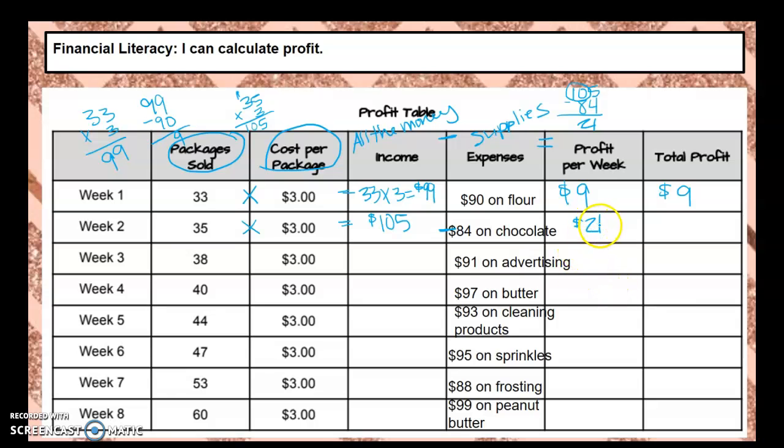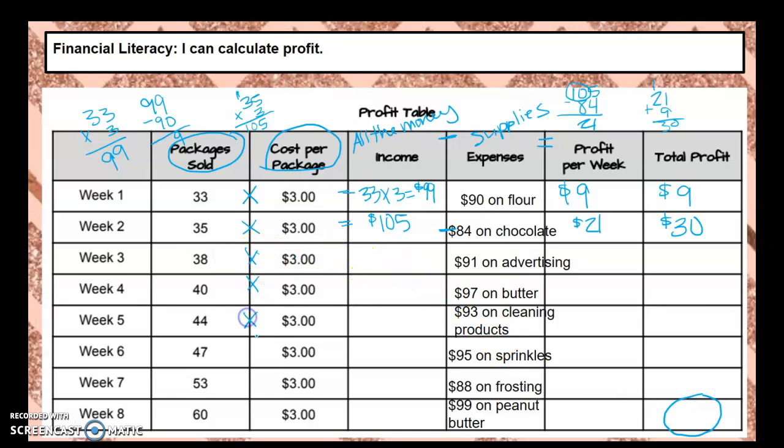Now, to find the total profit, you need to add 9 plus 21, which gives you 30. So now you have $30 total profit. Getting better. All right, so you're going to keep going, and I want to know at the end of week 8 what your total profit will be. You're going to go down the list.